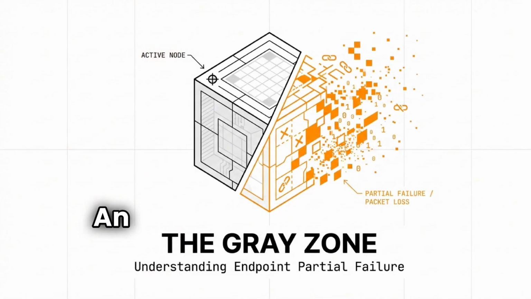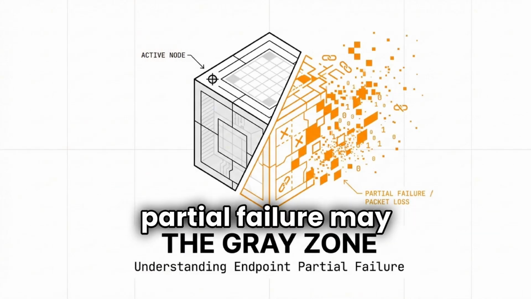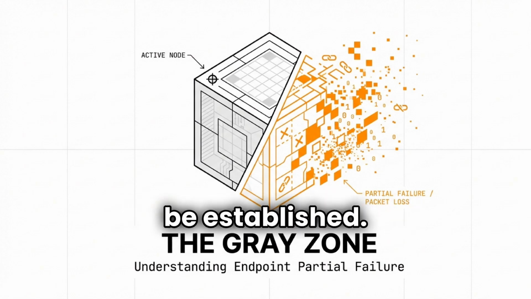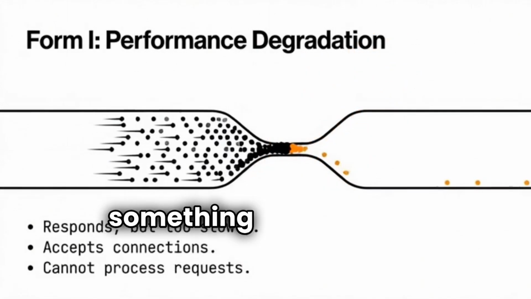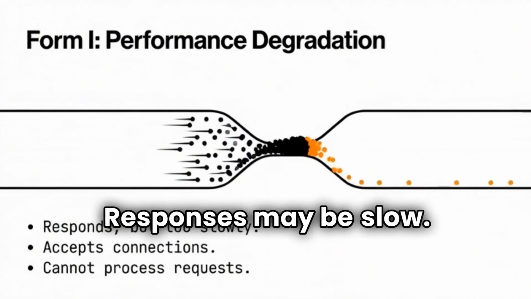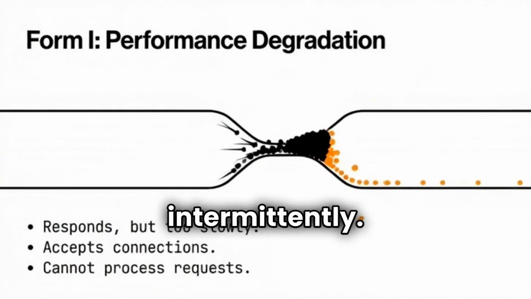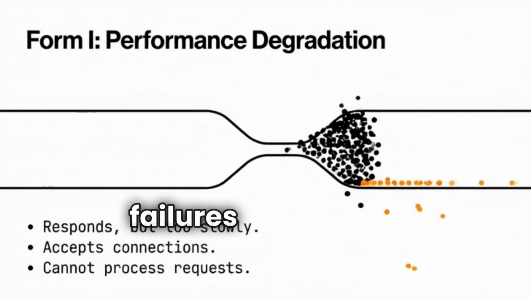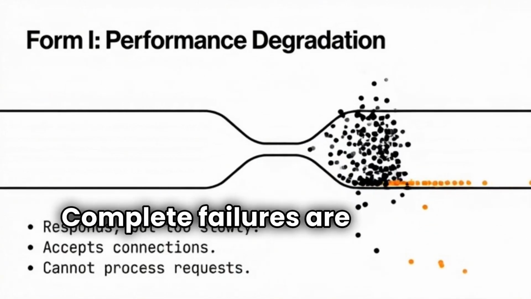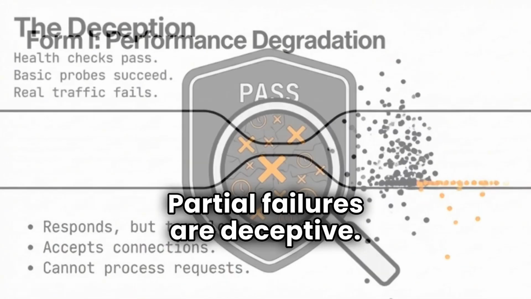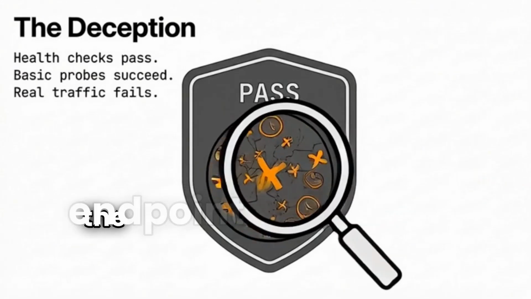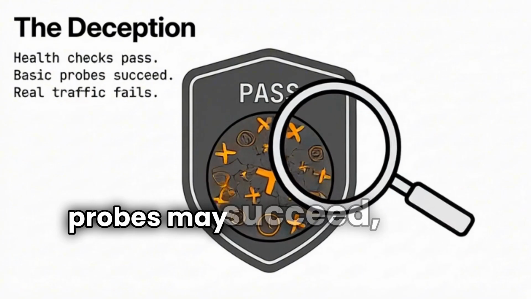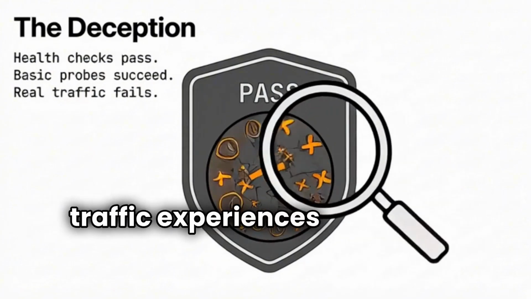At a basic level, an endpoint experiencing partial failure may still be reachable. Packets can reach it. Connections may still be established, but once communication begins, something goes wrong. Responses may be slow. Requests may fail intermittently. Only certain operations may work. This is what makes partial failures so difficult. Complete failures are obvious. Partial failures are deceptive. From the network's perspective, the endpoint appears alive. Health checks may pass. Basic probes may succeed. But real traffic experiences problems.